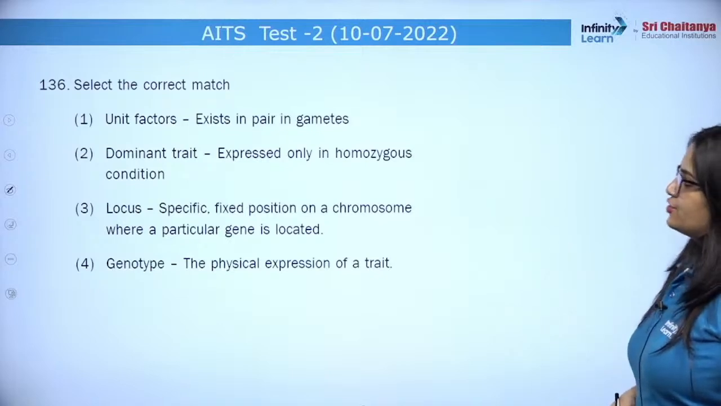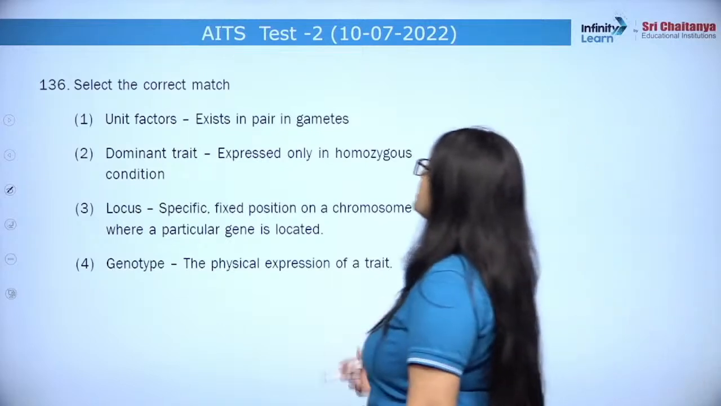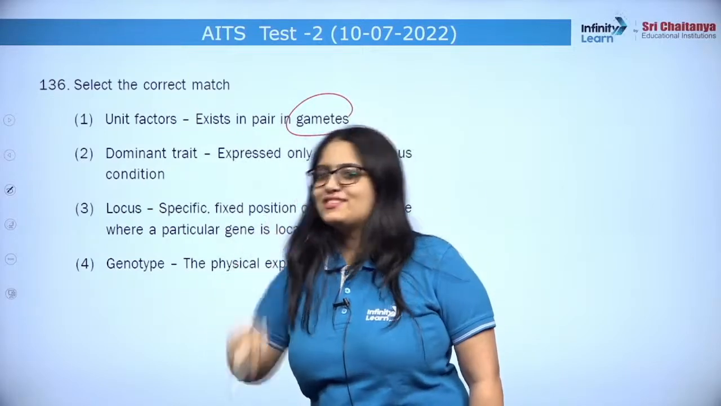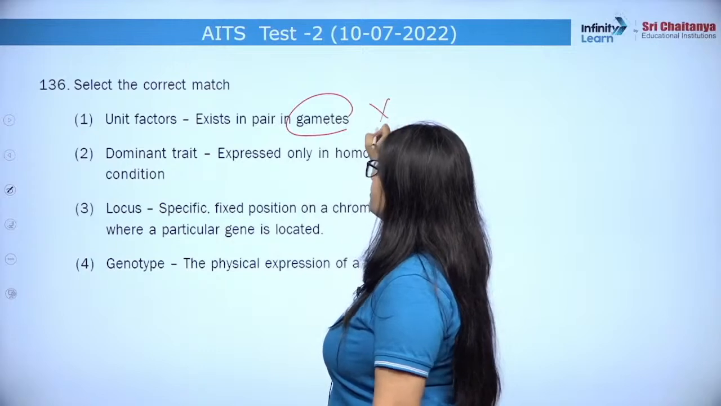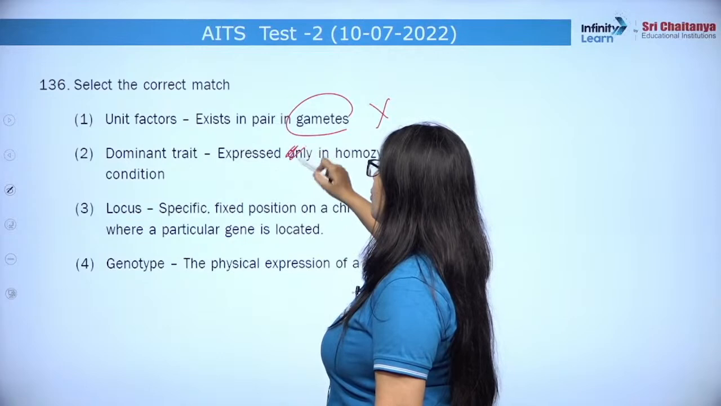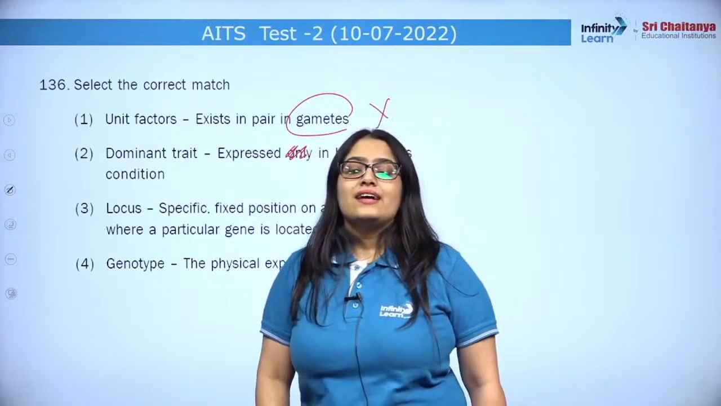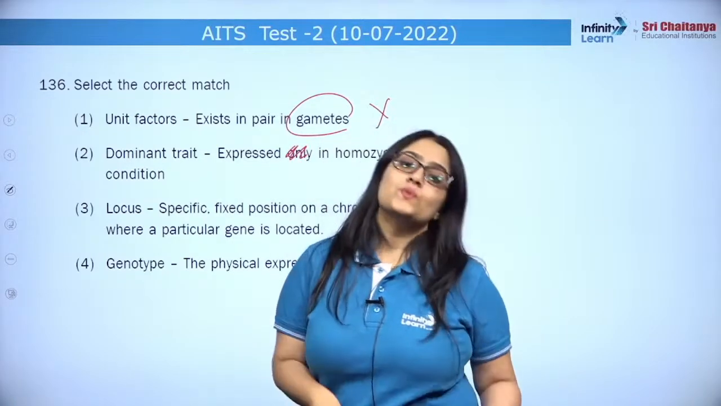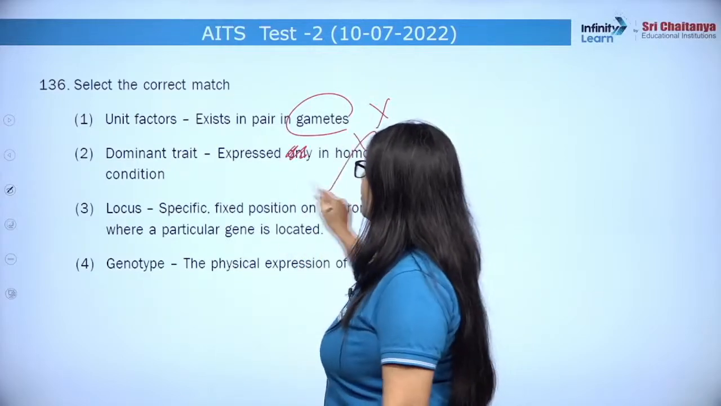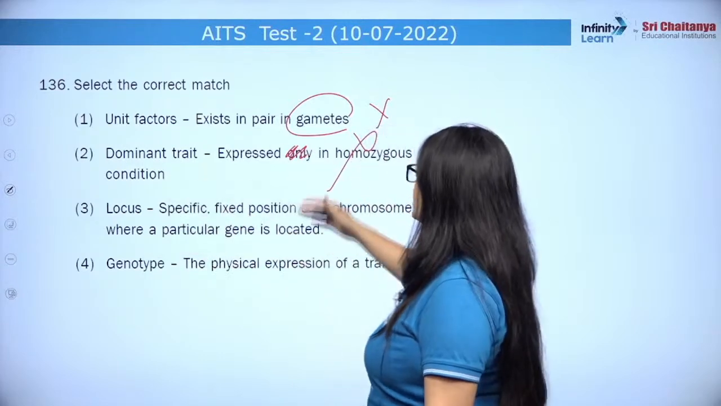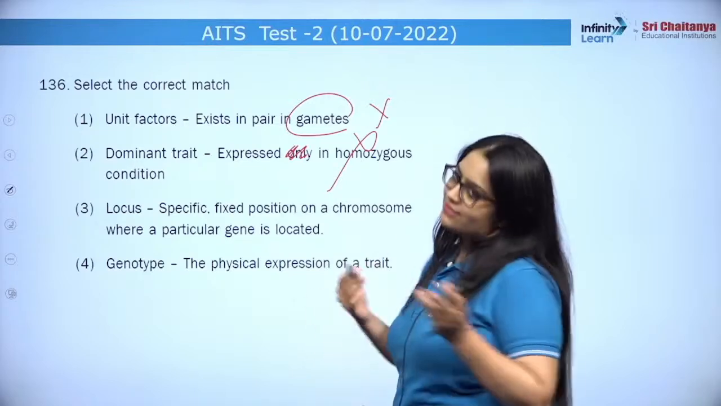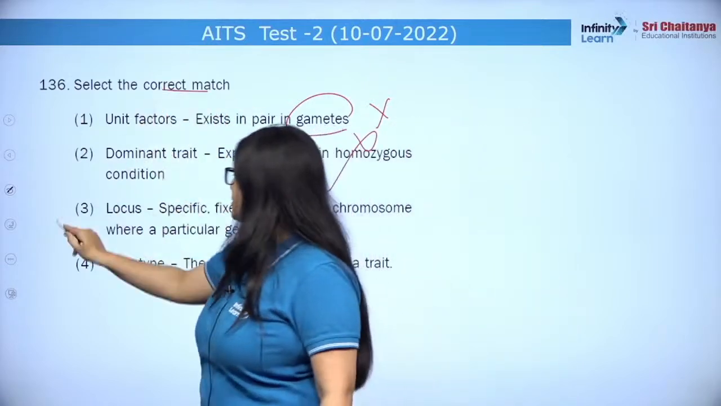Select the correct match. Unit factors exist in pair. Unit factors do exist in pair but not in gametes. Gametes are haploid. So this is wrong. Dominant trait expressed only in homozygous condition? No. Dominant trait is expressed both in homozygous as well as heterozygous. Recessive trait expressed only in homozygous condition. This is wrong. Locus is the specific fixed position on a chromosome where a particular gene is located. Correct. So this is correct.